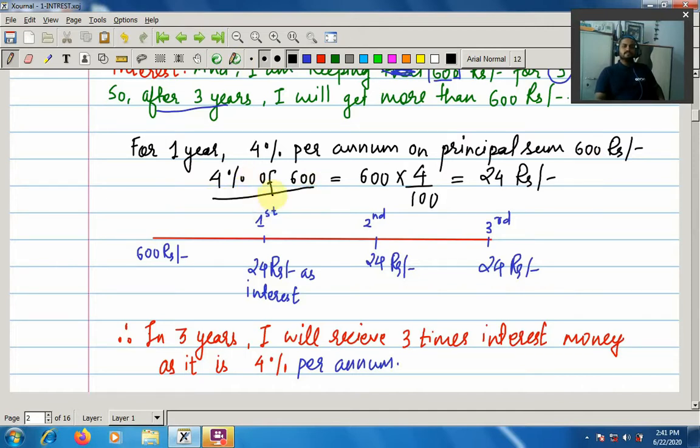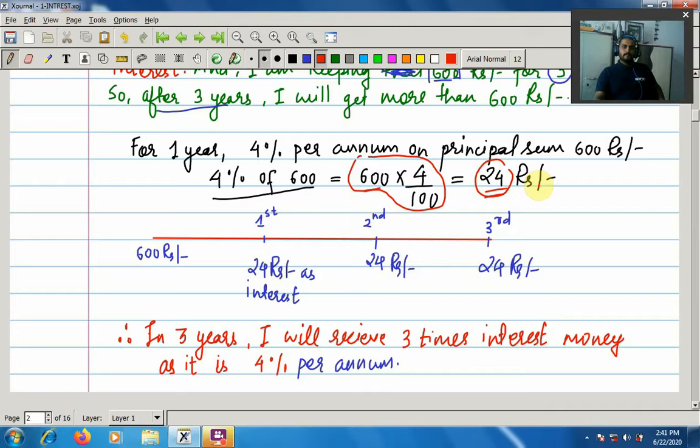So 4% of 600, this is how we calculate the percentage. 4% of 600 is 4 upon 100 into 600. It comes 24 rupees. So for 1 year, I am going to get 24 rupees on 600 rupees.